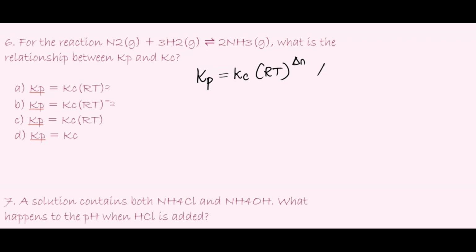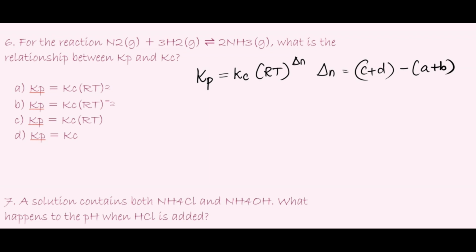What is delta N? Delta N is moles of gaseous products. If there is more than one, then it is the sum of moles of gaseous products minus moles of gaseous reactants. For example, in the typical case A plus B gives C plus D, we take the coefficients, or moles: product minus reactant.